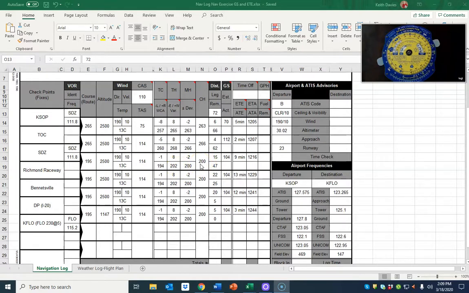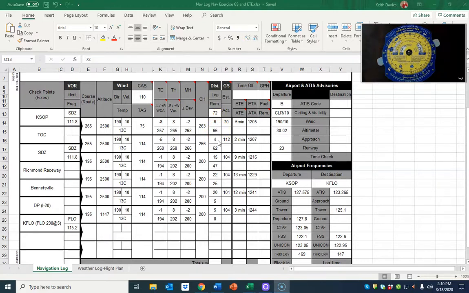And that's the next thing that we need to do, is get our distances for each leg, which we measured. Here's our complete distance, 72 miles. Our distance to the top of climb was based on 75 knots and 5 minutes to climb, which you can do on your E6B, and that gave us 6 minutes, or excuse me, 6 miles. So 6 miles to climb. Take that away from 72, that gives us 66 left in the entire trip.